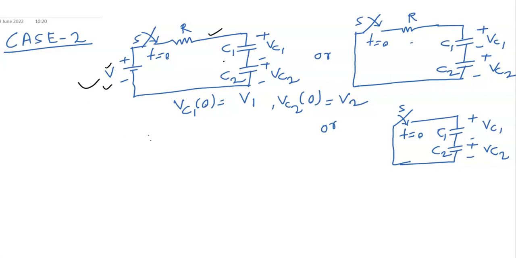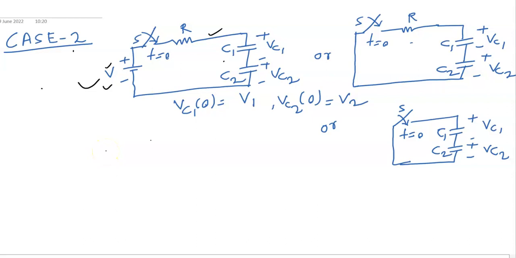A very simple way is this. When I close the switch, what happens? Either both capacitors are charged or both are discharged, and the charge flowing through both capacitors would be the same.